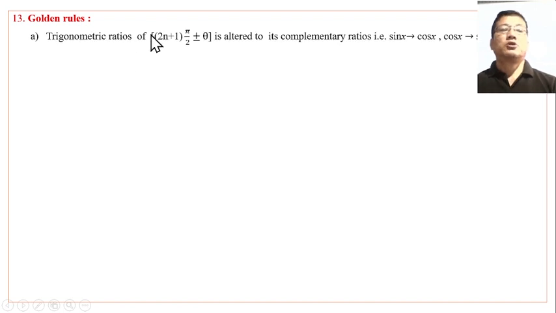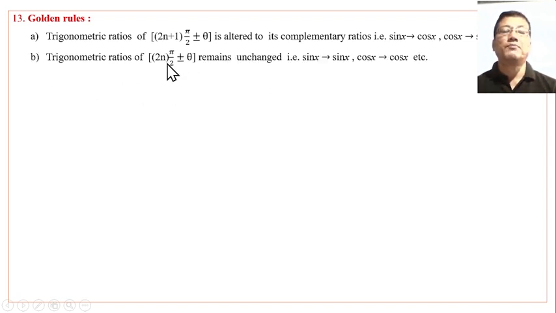Mathematical golden rules. For trigonometric ratios of (2n+1) pi by 2, that is, odd number times of 90 plus or minus theta, the ratio is altered to its complementary ratio: sin to cos, tan to cot, sec to cosec, and vice versa. For even number times of pi by 2, that is, even number times of 90 degree plus or minus theta, the trigonometric ratio remains the same: sin stays sin and cos stays cos.